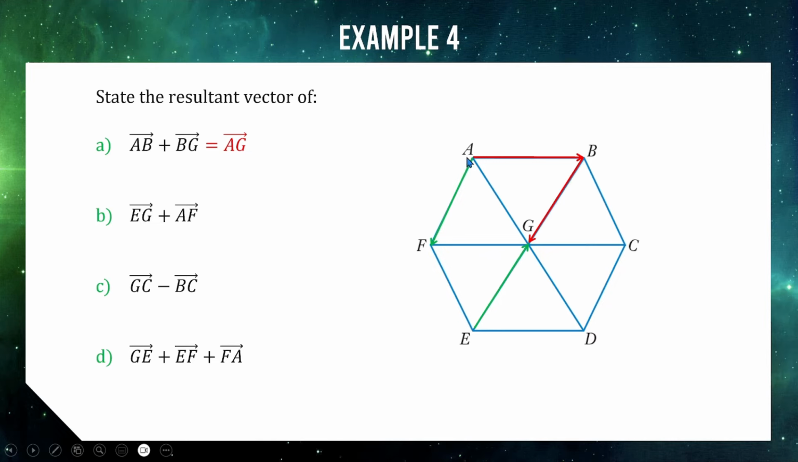Now, when you add this to this, well, this is going up, this is going down, and because they're the same length, they just cancel out. So when you add a vector to its negative, it's like adding 2 to negative 2. They just cancel out. So the answer for B is just 0.